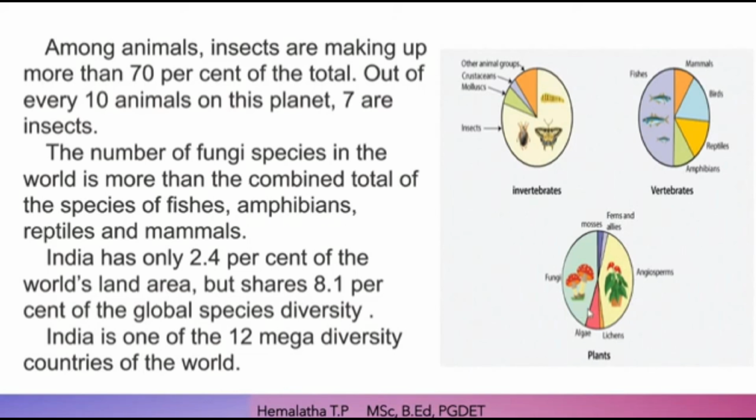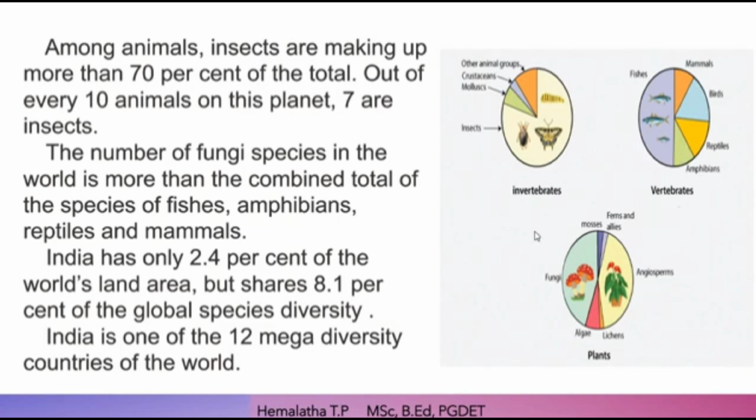When we come to plant variety, among the lower plants like mosses, algae and lichens, the fungi are more in number. But when we come to the higher plants, angiosperms are more compared to others. So almost 40% angiosperms and 40% fungi are there compared to any of the other plants. Do you know that the number of fungi species in the world is more than the combined total of the species of fishes, amphibians, reptiles and mammals? So this is about the biodiversity of living organisms on the earth.